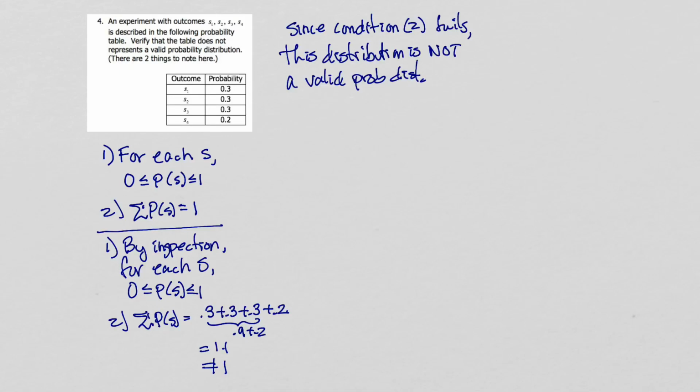So here's what we're saying. Since condition 2 fails, condition 1's okay, but condition 2 fails. So since condition 2 fails, this distribution right here is not a valid probability distribution.